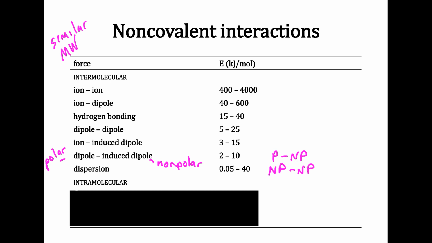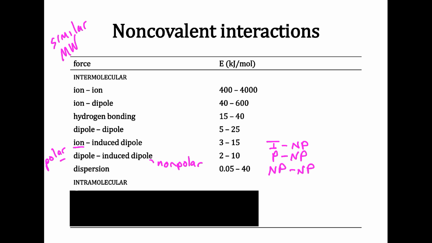After this, we get to ion-induced dipole. So if you see the word ion, you should probably be thinking that there is an ion present. So we'd have an ion mixed with a nonpolar species. And in this case, the ion will induce that dipole on the nonpolar species, and this interaction is stronger than the polar or the nonpolar species in its place.